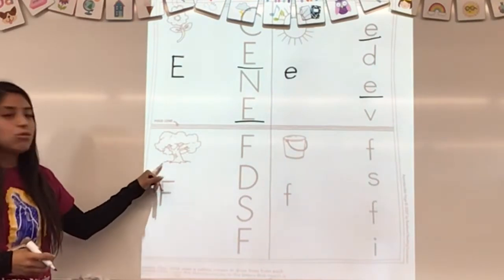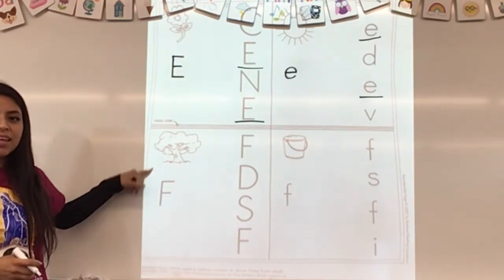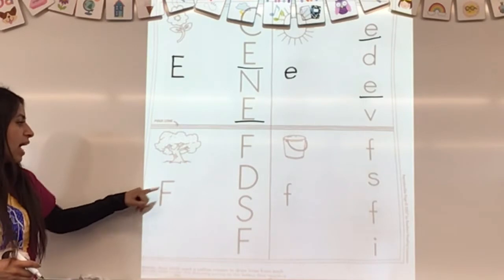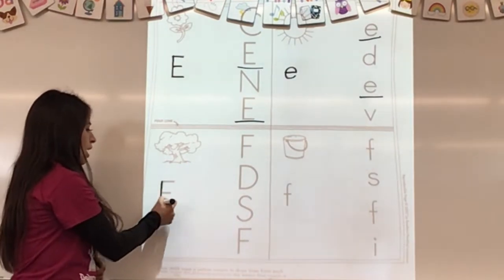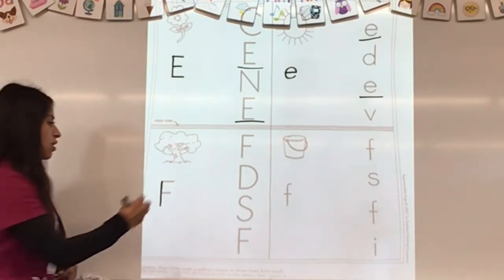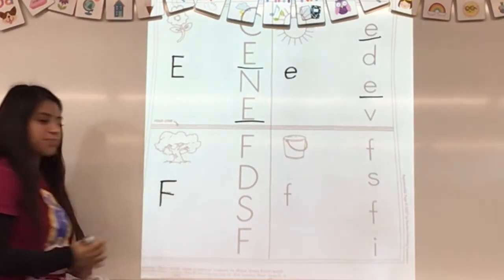Go ahead and go down to the box with the tree in it. This is where we're going to be identifying our uppercase F. Remember, your uppercase F is 1 line down and 2 lines across. 1, 2.